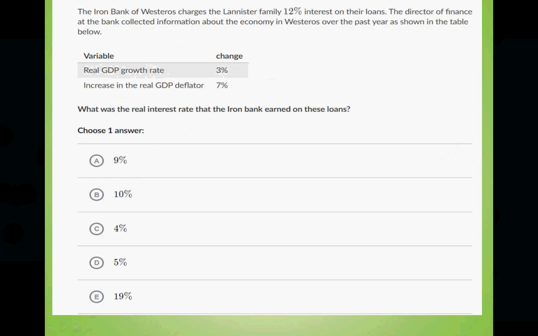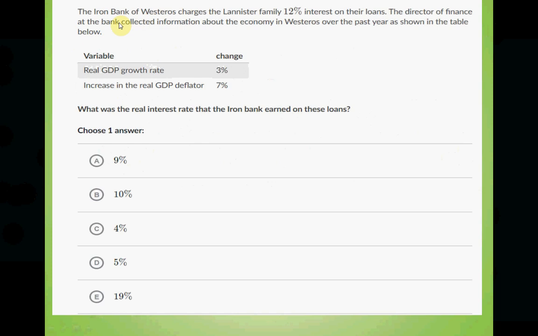I think this might be the last one. The Iron Bank of Westeros charges the Lannister family 12% interest on their loans. The director of finance at the bank collected information about the economy in Westeros over the past year, as shown in the table below. Real GDP growth was 3%. Increase in the real GDP deflator was 7%. What was the real interest rate the Iron Bank earned on these loans?